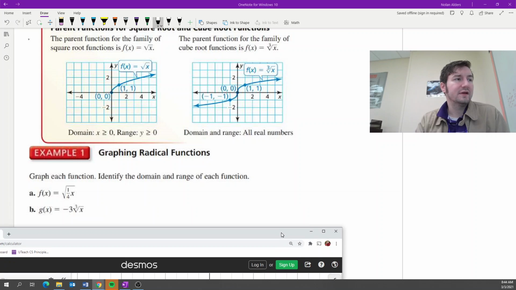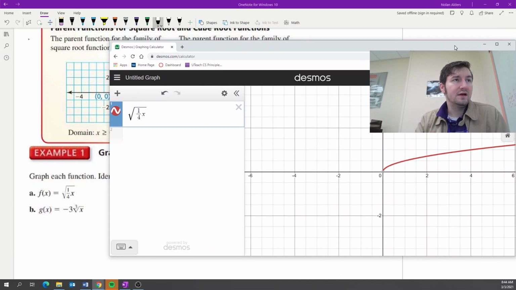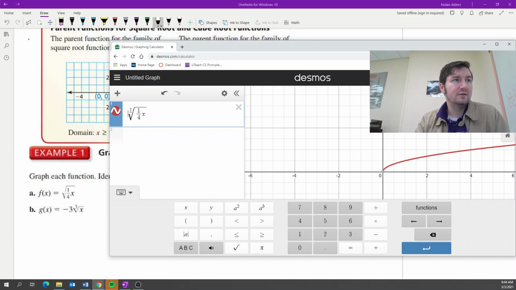All right, let's look at the next one. The next one is g of x equals -3 cube root of x. Now to put cube roots in here, I don't know if Desmos has a function built in for those roots. So we're going to have to put this in exponential form.